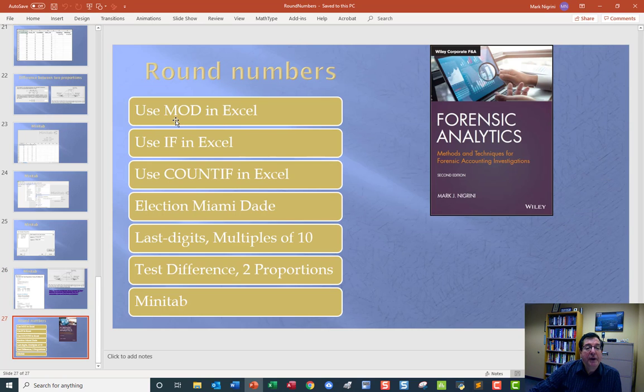Round numbers, we use MOD, the remainder, in Excel. We use IF to say if it's round, if it's not round. We use COUNTIF in Excel to count and get the proportion. We looked at the election numbers. We looked at multiples of 10. I did a test for the difference between two proportions, and it showed that the differences were not large enough to be statistically significant.